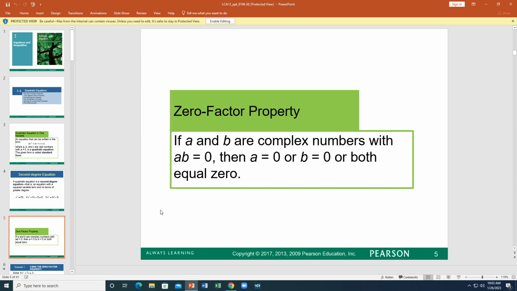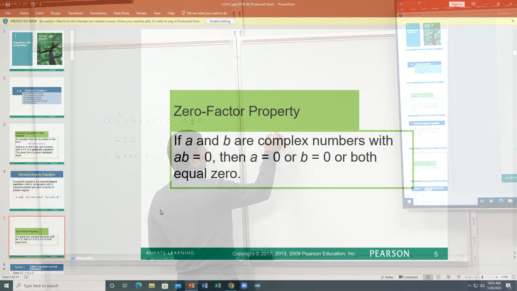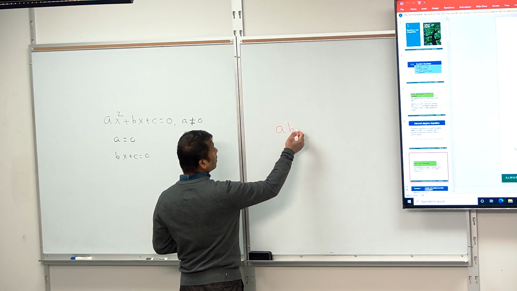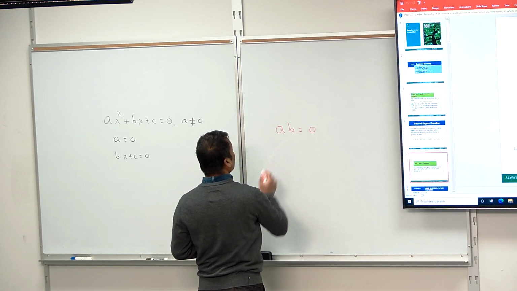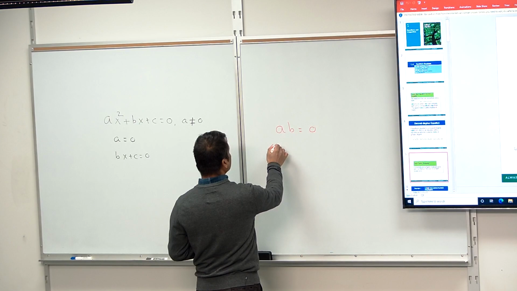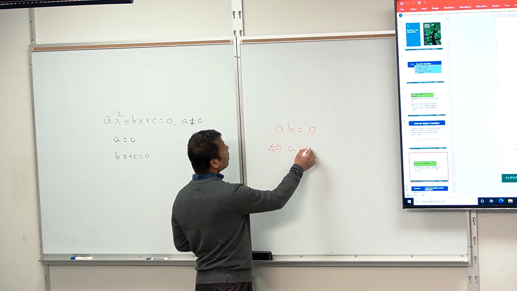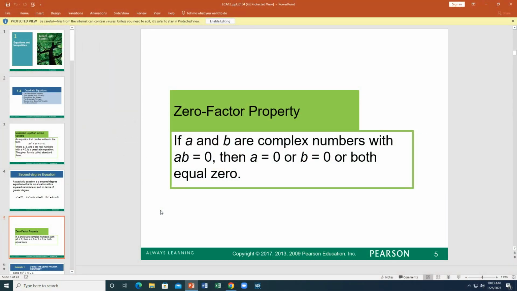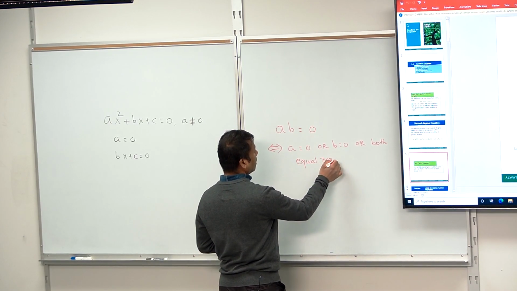And if you look here, this is called the zero factor property. If you have a product of two numbers, like a and b are two complex numbers, and a times b equals 0, this is true if and only if a equals 0 or b equals 0, or both equal 0.